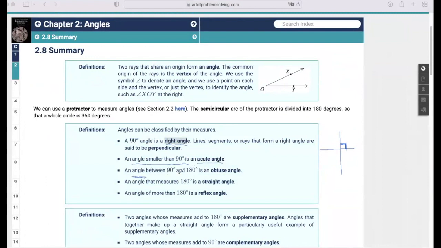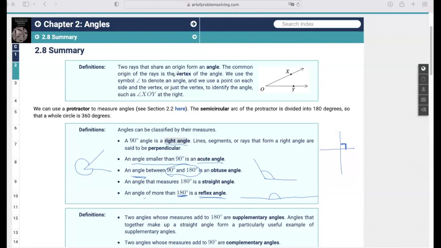An angle between 90 degrees and 180 degrees is called an obtuse angle. So there's obtuse, and then a straight line is obviously like this, okay? And then a reflex angle is like this, okay? This is a reflex angle, an angle that's more than 180 degrees.